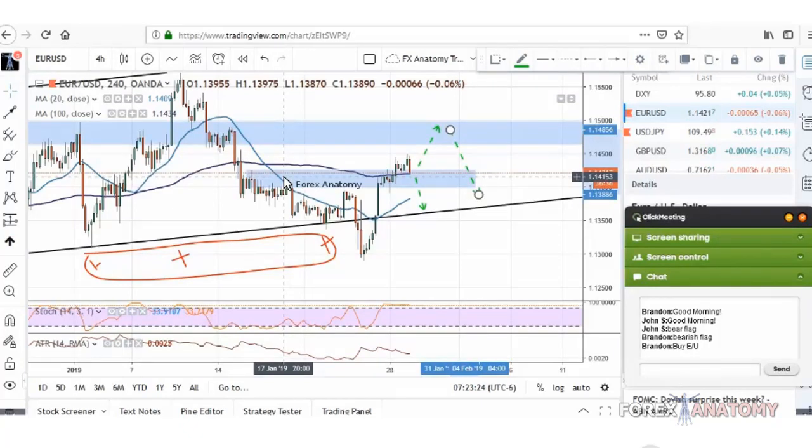Are there any questions about the Euro USD before we move forward? Going once, going twice. Okay, I guess we don't have any more questions.